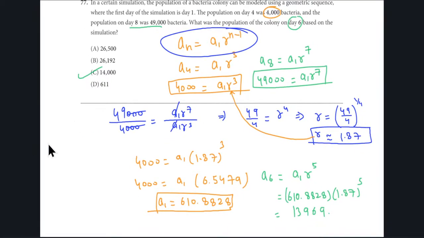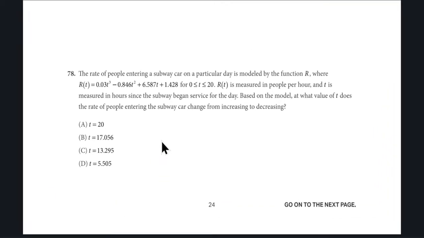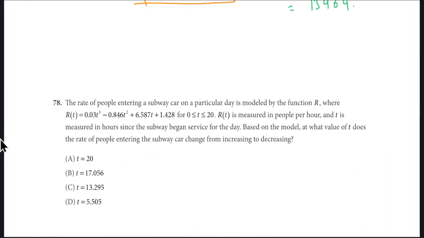All right, let's move ahead to the next one. They're saying that the rate at which people enter a subway car on a particular day is modeled by a function R, where T is between 0 and 20. R is measured in people per hour and T is measured in hours since the subway began service for the day. Based on the model, at what value of T does the rate of people entering the subway car change from increasing to decreasing?